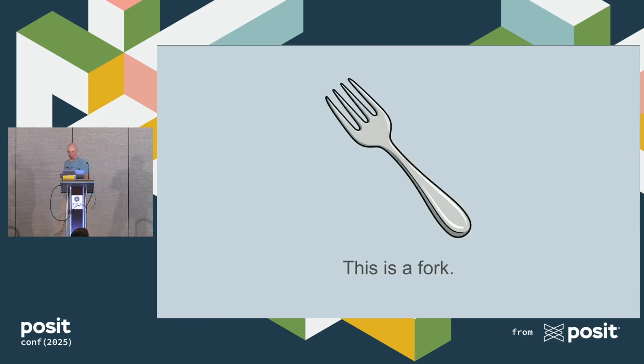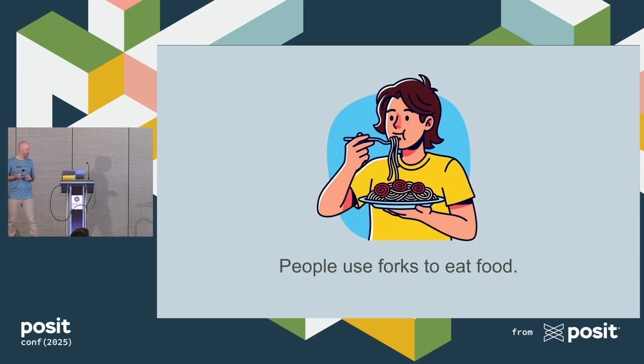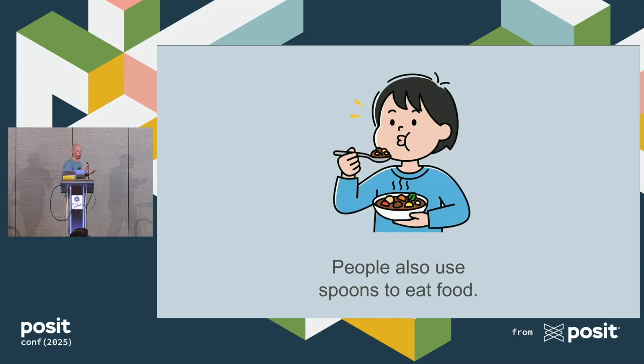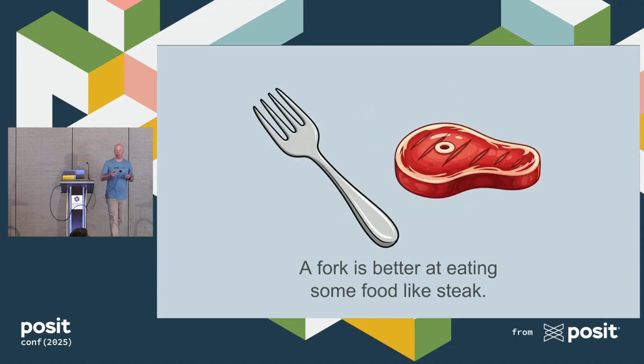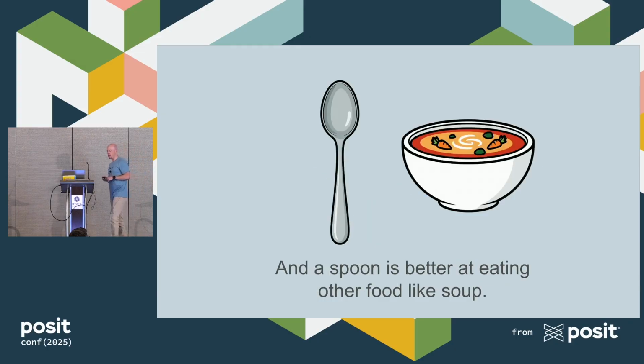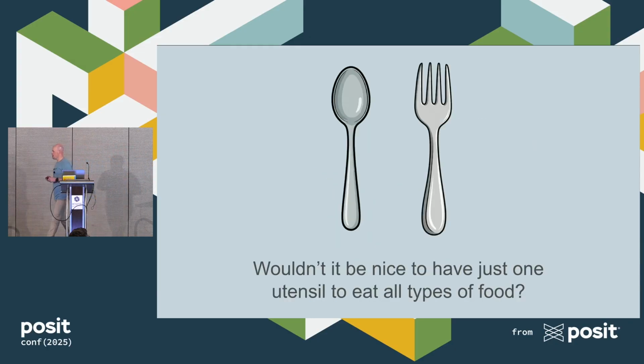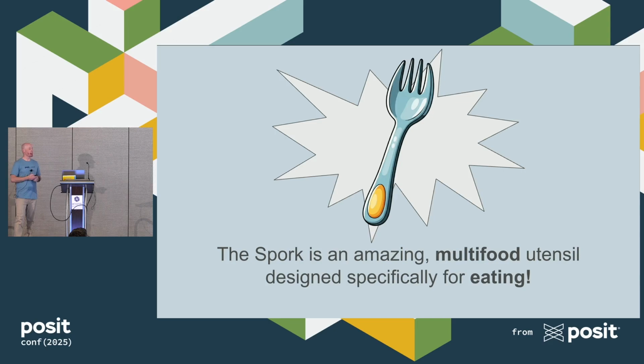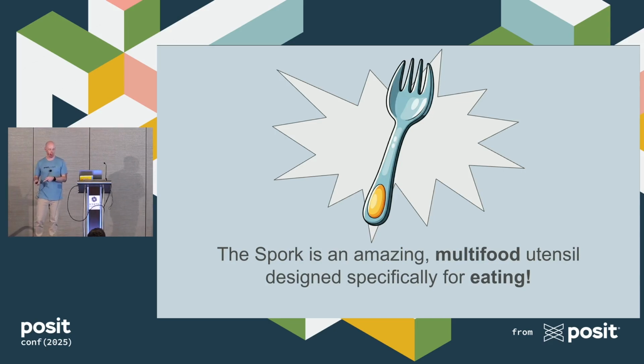This is a fork. People use forks to eat food. This is a spoon. People also use spoons to eat food. A fork is better at eating some food, like steak, and a spoon is better at eating other food, like soup. Wouldn't it be nice to have just one utensil to eat all types of food? And if you combine the bowl of a spoon and the prongs of a fork, you get, again, the spork. The spork is an amazing multi-food utensil designed specifically for eating.